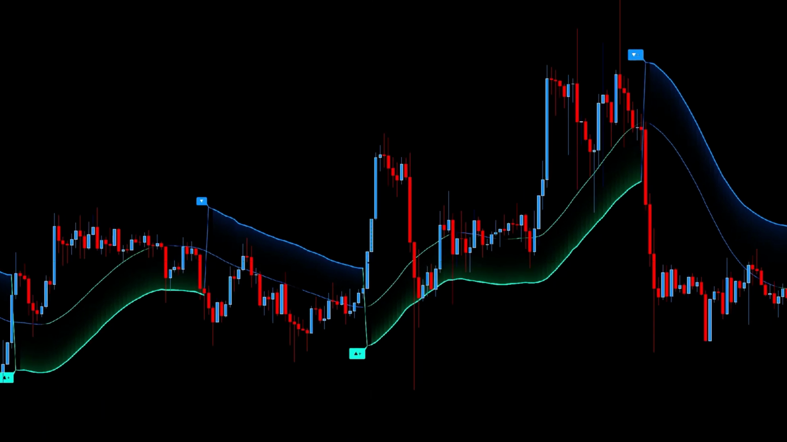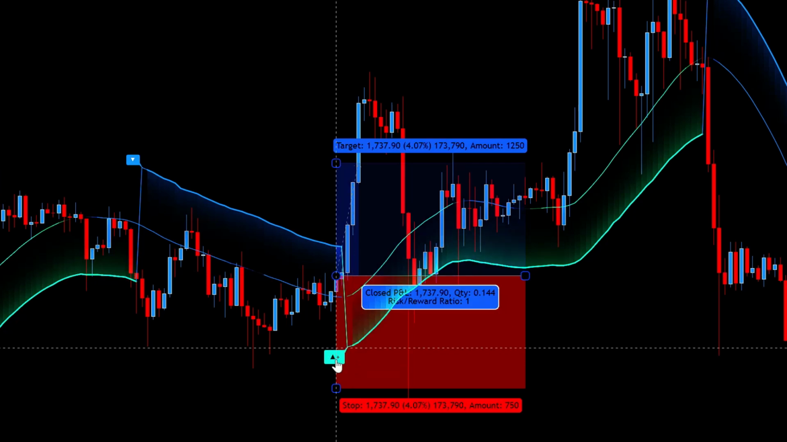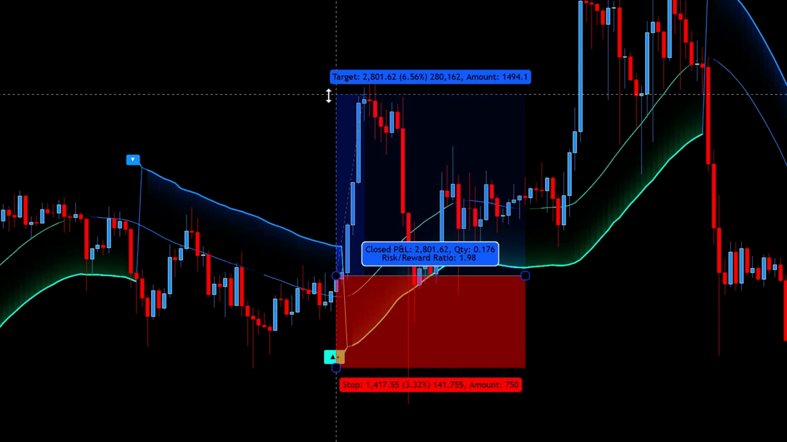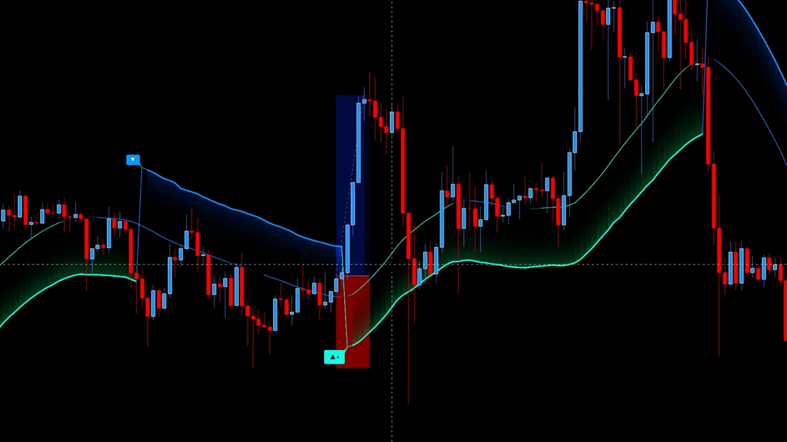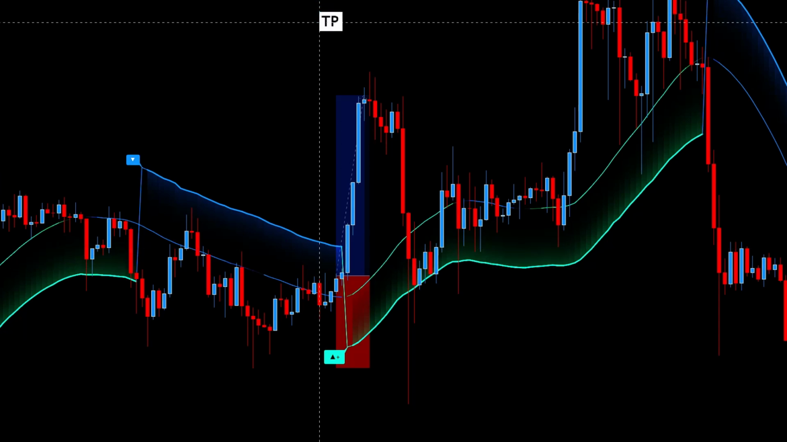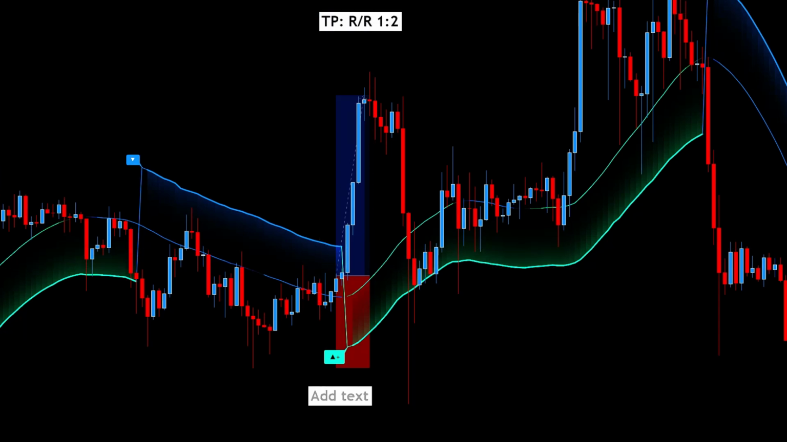For setting our stop loss, a good approach is to place it at the recent swing low, and for our take profit, a risk to reward ratio of 1 to 2 is a solid starting point. This means you're aiming to make twice as much profit as you're risking on the trade.